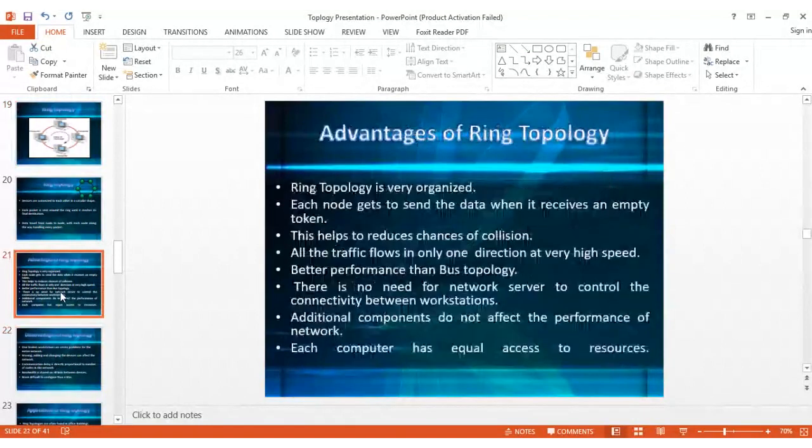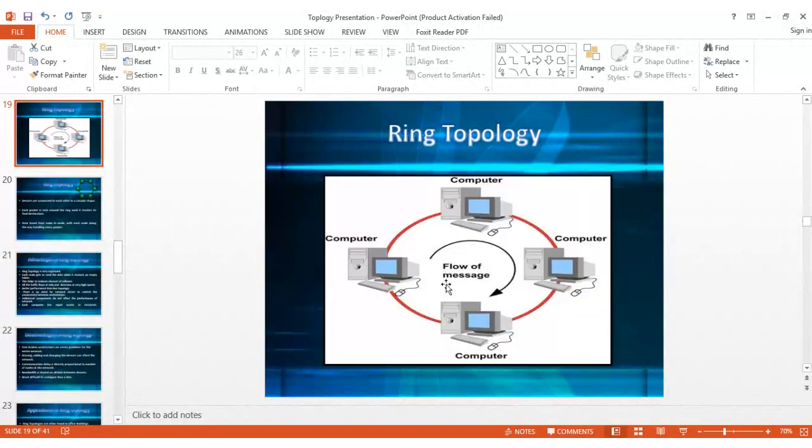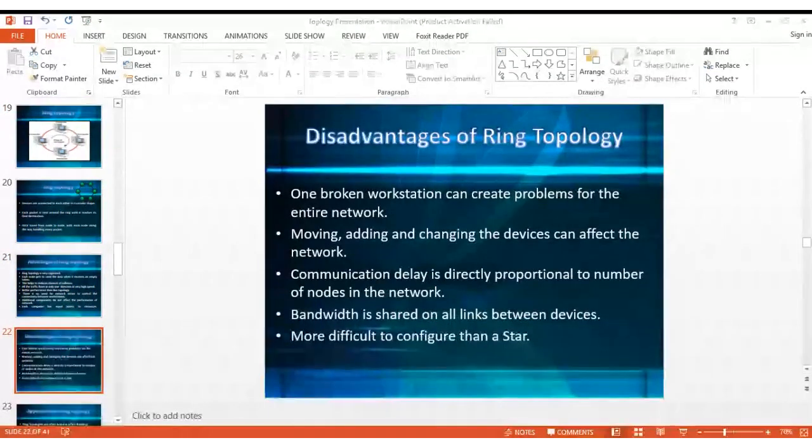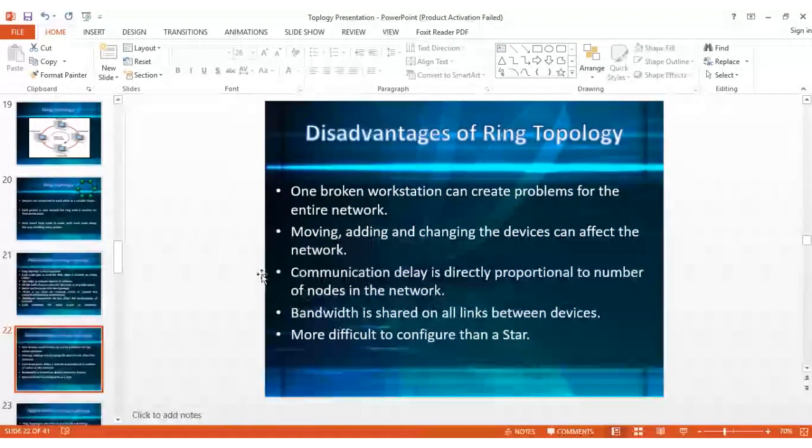You have said that in case one station breaks down, it affects the entire network. What will happen in case this one fails? So what will happen now? The packet will be short of its destination.